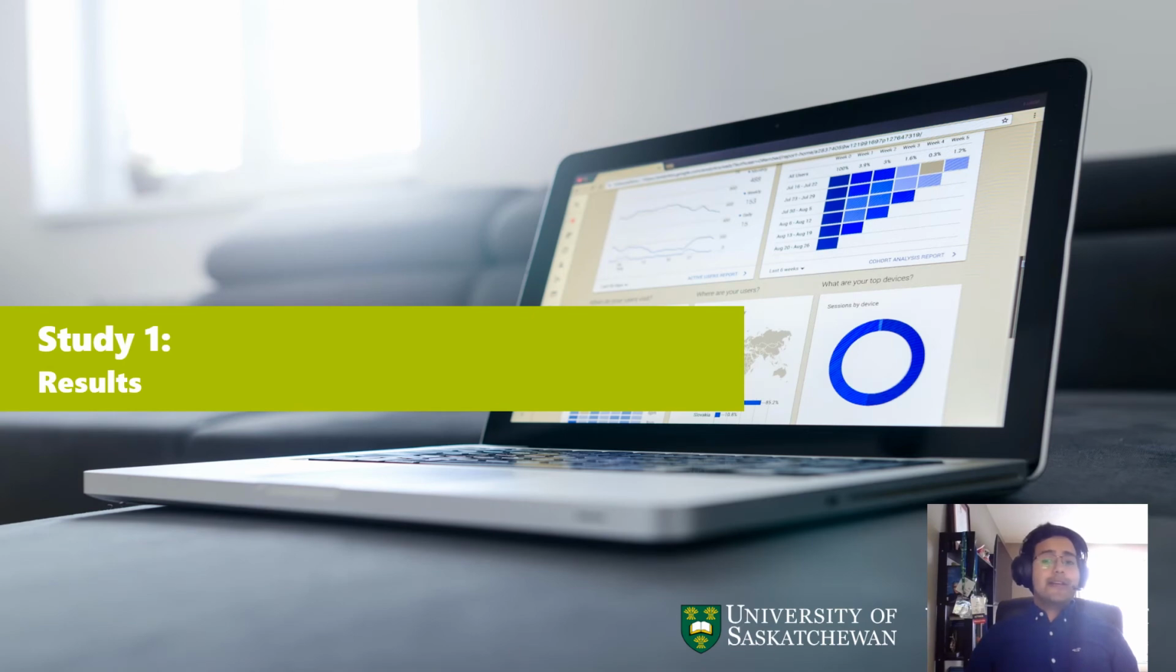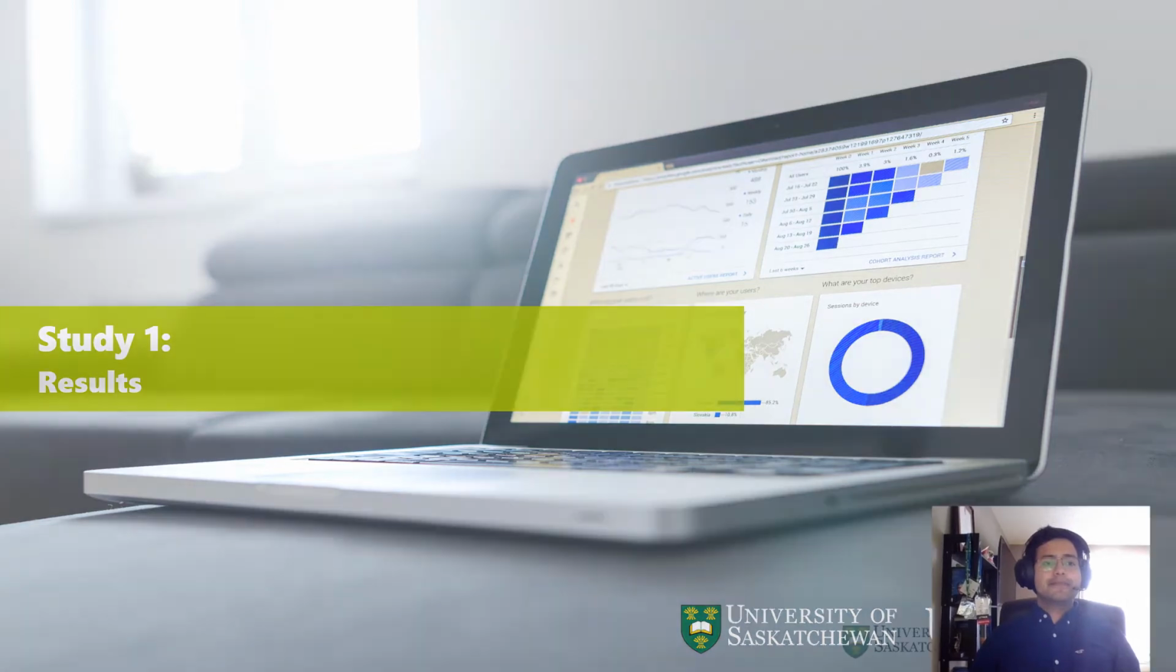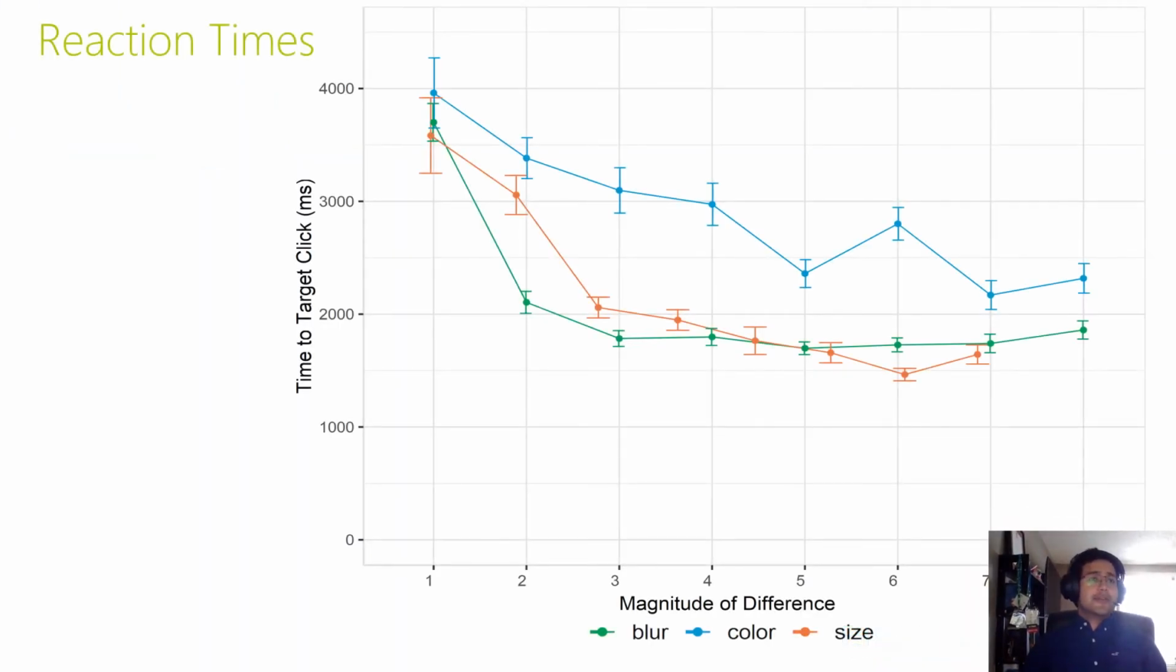Now you have an idea of how the study worked. So let's get on to the results. Okay, so here's a general overview of our results. The graph to the right shows the results from the three types of emphasis effects at their eight strength levels. One quick takeaway from this graph is that all of the effects seem to start relatively equal at level 1. And for size and blur, they seem to continue to behave pretty similarly as they increase in magnitude of difference. Color seems a little bit weaker than those two.